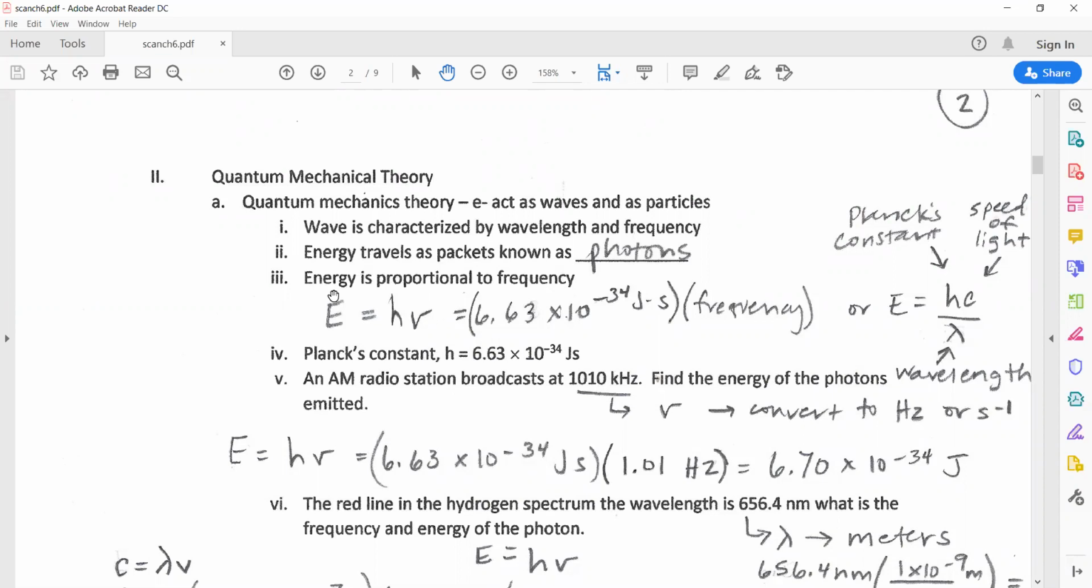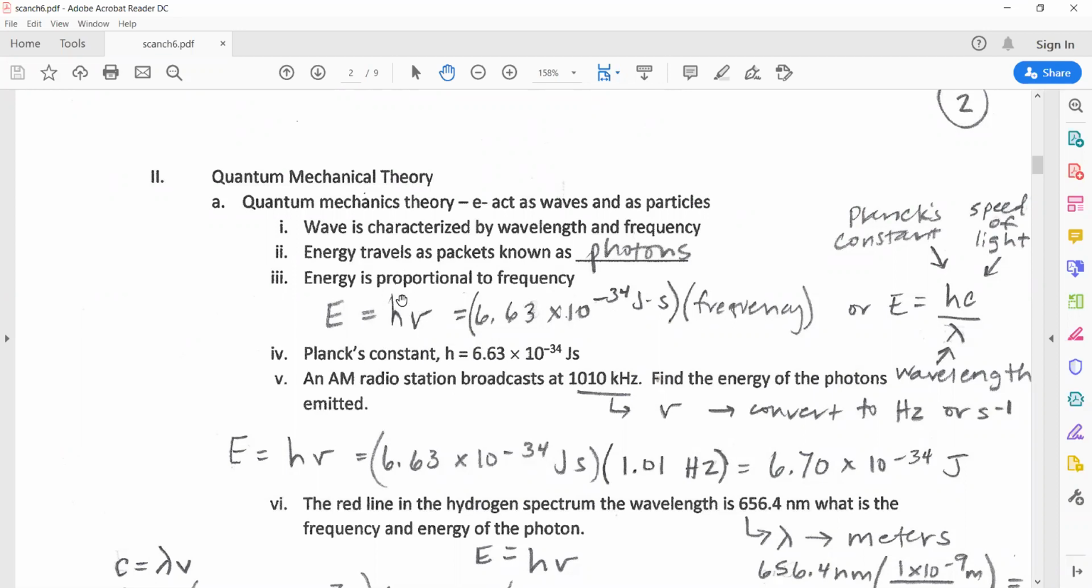Here is one equation for energy. Energy equals H, which is Planck's constant. It's listed here for you. And the units are joules times seconds. And then it's H times nu, which once again is frequency. And I just reminded you of that here.